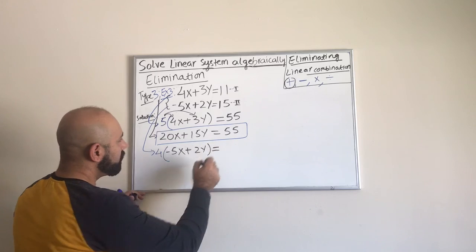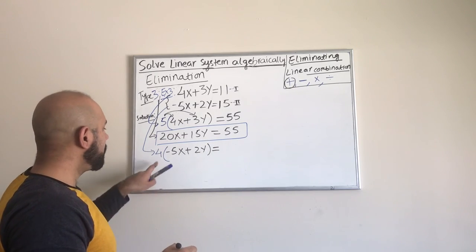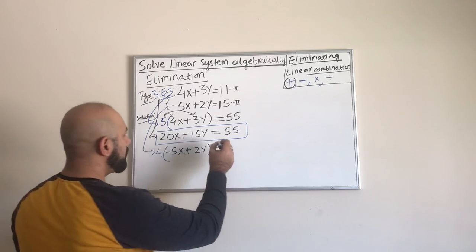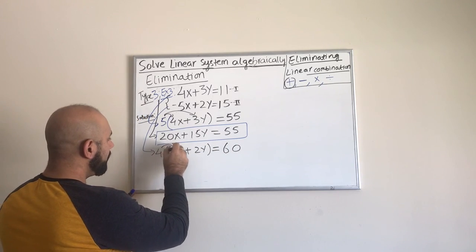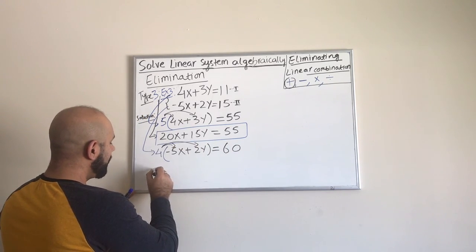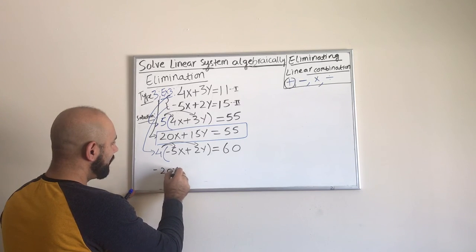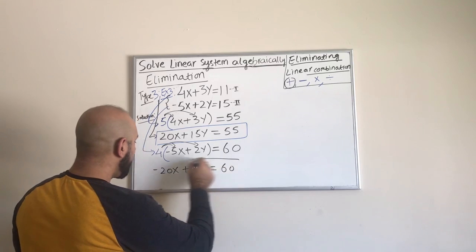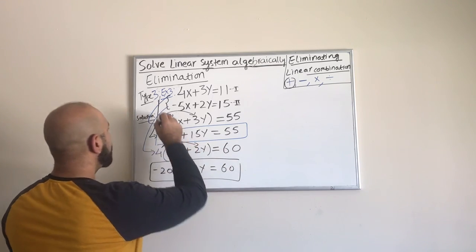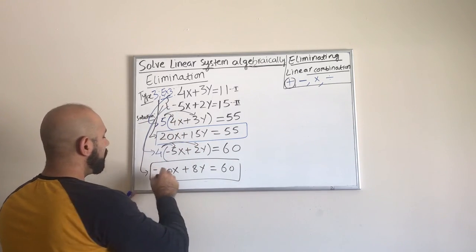But once you know what you are doing, you can kind of skip some of the steps. So 15 times 4 on this side would be 60. So when we simplify this, it is going to look like negative 20x plus 8y equals 60. Guys, this is my equation to transform into this equation.